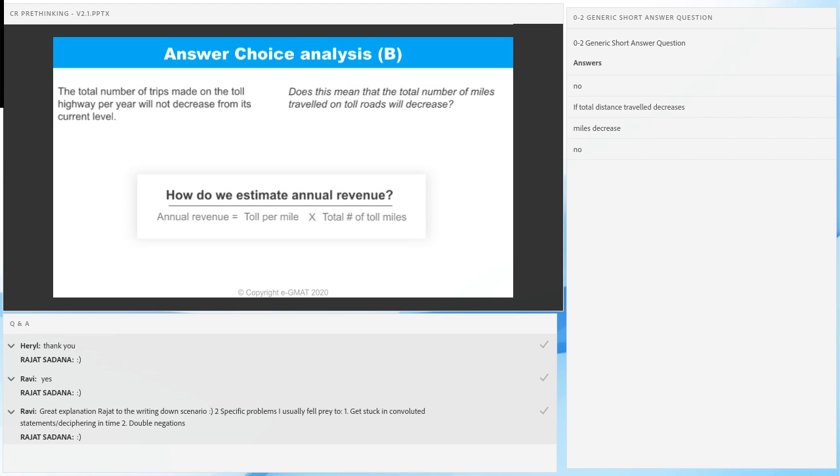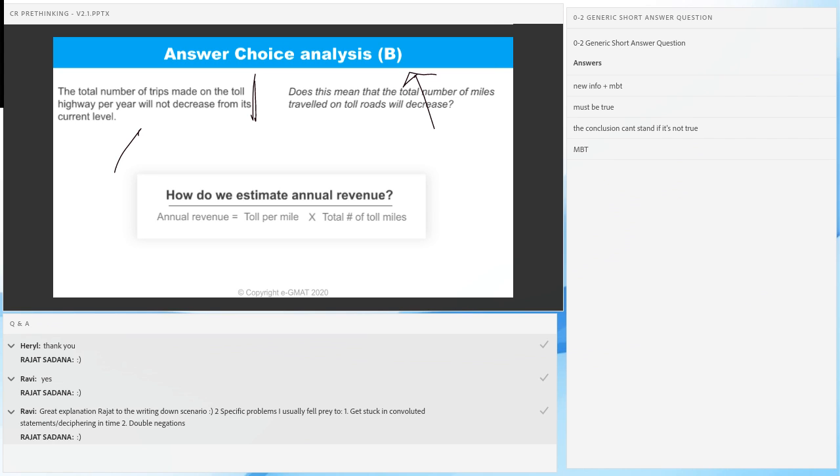Now, what happens with choice B? How do we justify choice B? Choice B says the total number of trips made on the toll highway will not decrease from this year. Now, remember, what's the definition of an assumption? An unstated idea that must be true for the conclusion to hold valid. Right? New info plus my MBT. That's a good short way of really saying that.